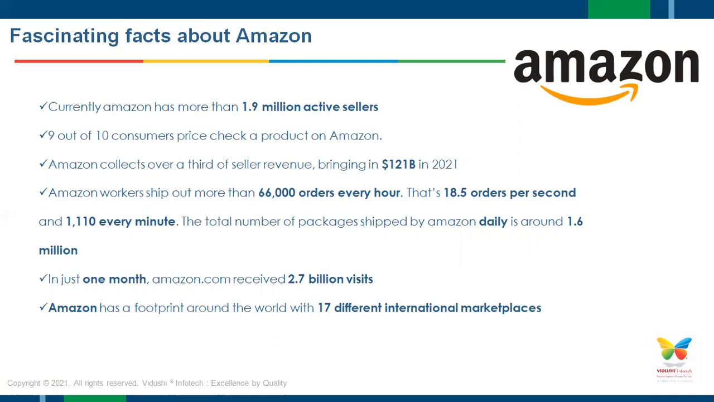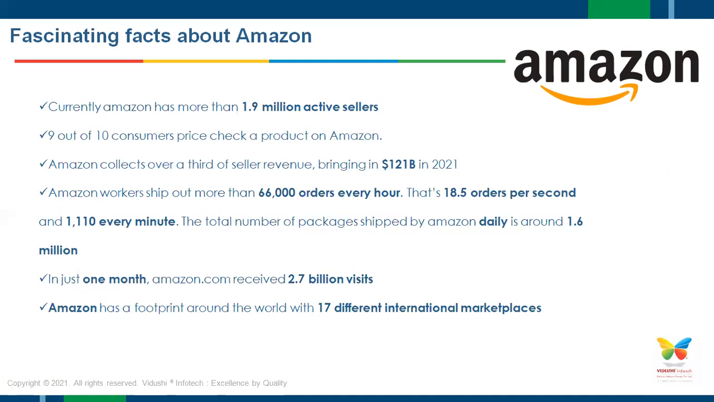And if they find a lower price at Amazon, definitely they're going to buy on Amazon. Amazon collects over a third of seller revenue, bringing in $121 billion in 2021. It's a huge amount. Amazon workers ship out more than 66,000 orders every hour. That is 18.5 orders per second and 1,110 every minute. The total number of packages shipped by Amazon daily is around 1.6 million. So you can imagine the scope of Amazon.